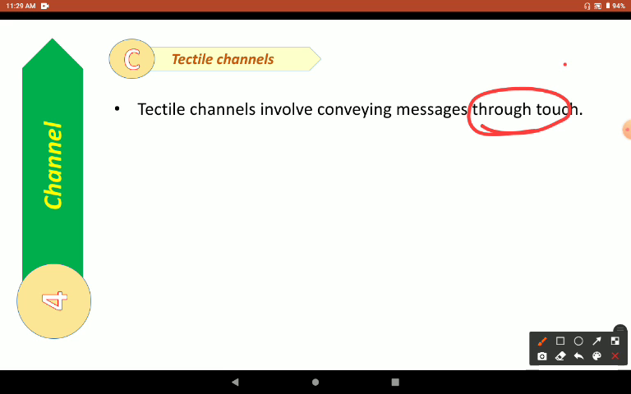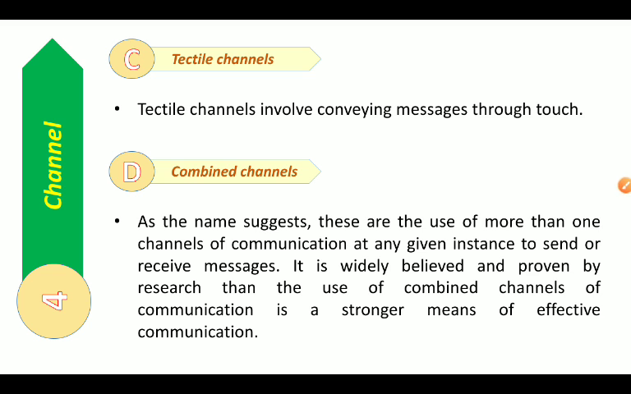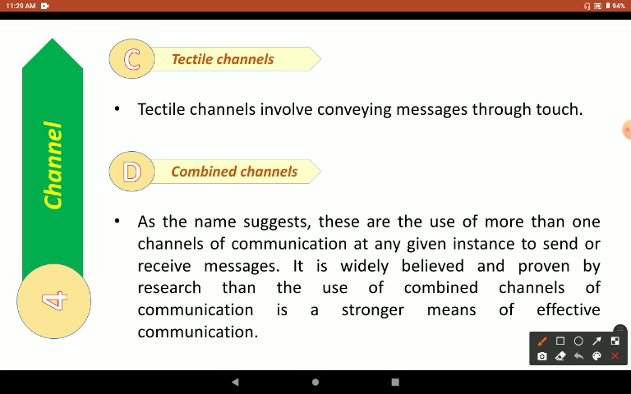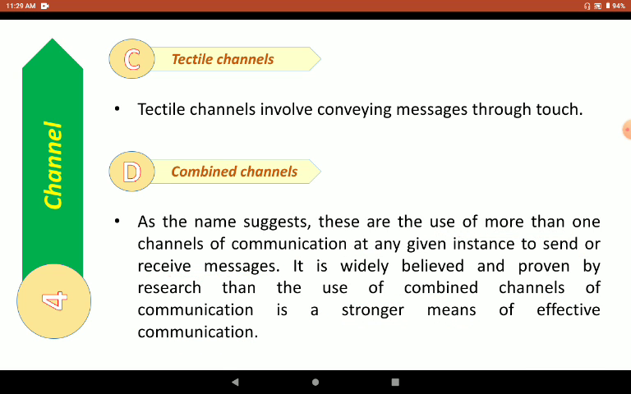Okay. So the next channel that we will see is the combined channel. Combined, by the name itself, you can know. As the name suggests, it is the use of more than one channel of communication at any given instant to send or receive messages. That means if we are using tactile, auditory and visual channels together, it will be a more effective, stronger means of communication. Okay, so these are the types of channels we were using. That was the four types. We can revise that: visual channel, auditory channel, tactile channel, and combined channel.